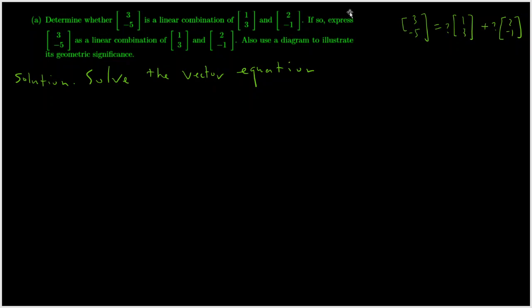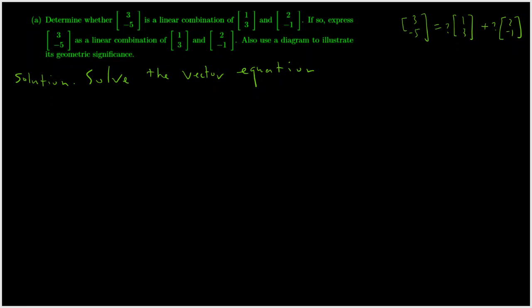We're looking for two numbers in here. We replace the two numbers, the two scalars, with two variables, two unknowns. Whatever you want to use. For two unknowns, I think we can just use x and y. Okay, we solve the vector equation.